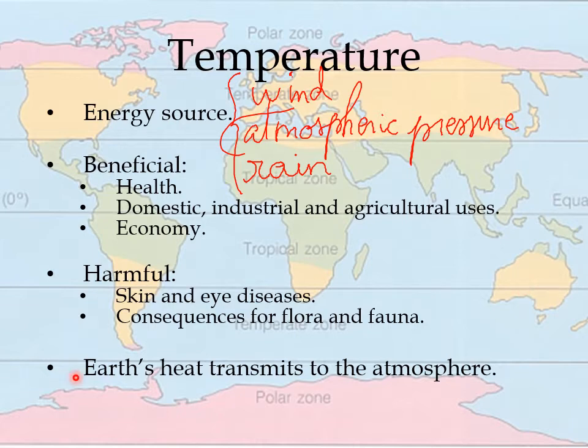The Earth's heat is transmitted to the atmosphere. That's the thing that causes temperature. Remember, it's not that the sun heats the atmosphere, but the sun hits the earth, and the earth can transmit that heat to the atmosphere, to the air. It's an indirect process.